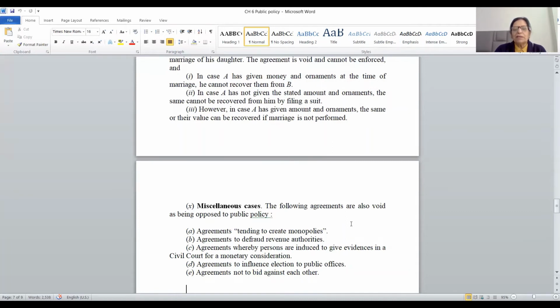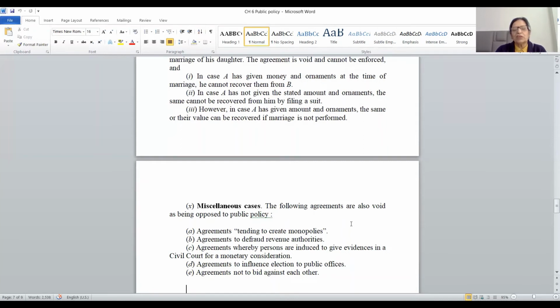Agreements whereby persons are induced to give evidence in the civil court for a monetary consideration. Say, for example, an accident has taken place and there is an eyewitness to that. And then the other person, the wrongdoer, pays him money. He says, you change your statement in the court of law. Give wrong evidence, false evidence. So this is also against the interest of the public.